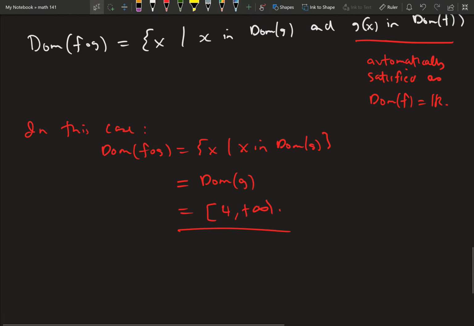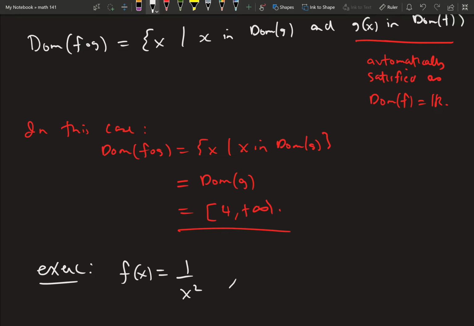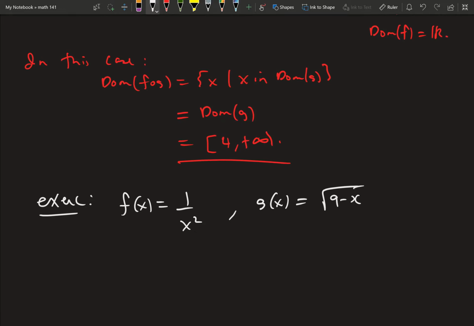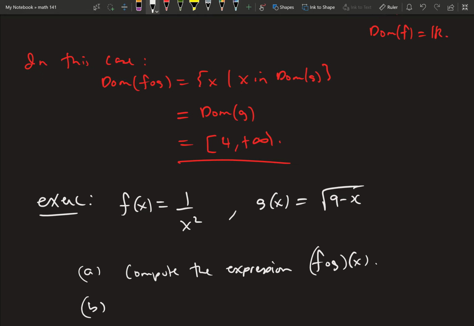Now let me leave you with a little exercise that's just a bit different. It has a little bit of restriction on f. Suppose f of x is 1 over x squared, and g of x is the square root of 9 minus x. What I want you to do is two things. First of all, compute the expression f composed with g of x. What does that actually equal as an expression in x? And then find the domain of f composed with g.